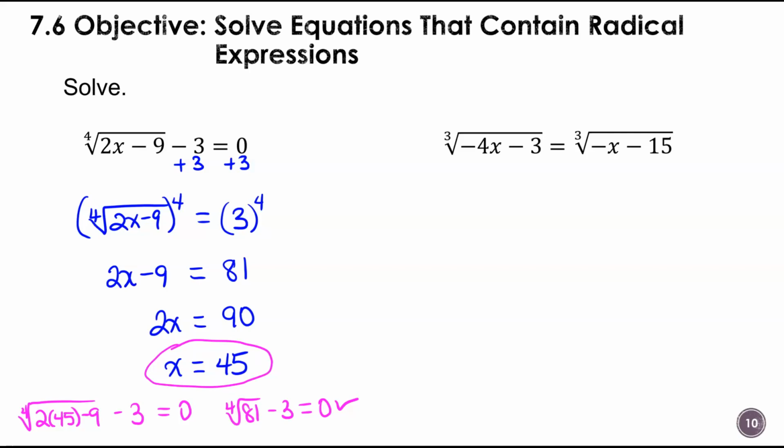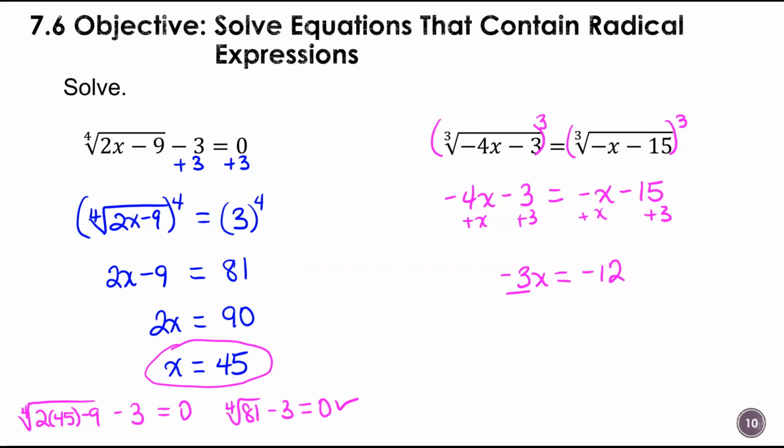Now on this second equation, we have radicals on both sides, and that's okay since they're just radicals with nothing else. So we take both sides to the 3rd power. And then that takes care of the radicals, and then solve. This is linear, so we just solve for x. We're going to add x to both sides. Add 3 to both sides. Divide by negative 3. Our possible solution is 4.